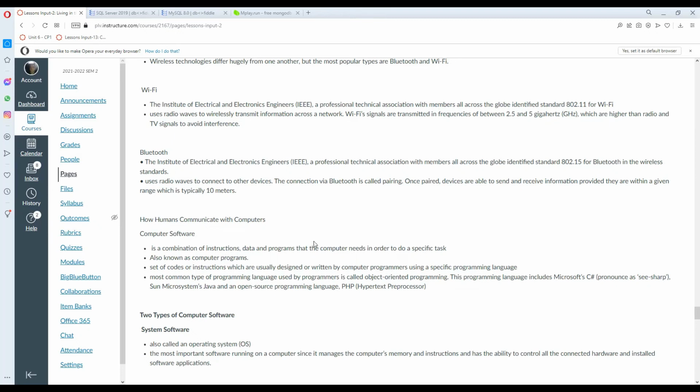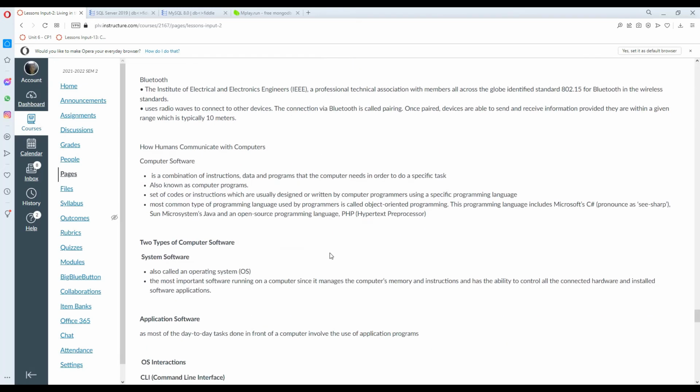Bluetooth. The IEEE identifies standard 802.15 for Bluetooth in wireless standards. It uses radio waves to connect to other devices. The connection via Bluetooth is called pairing. Once paired, devices are able to send and receive information provided they are within a given range, which is typically 10 meters.